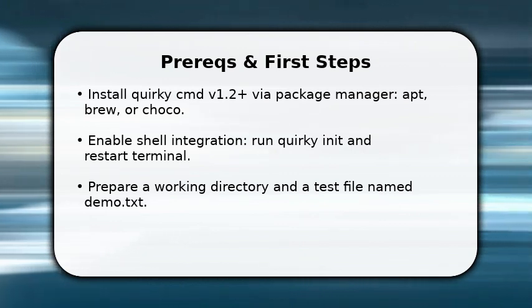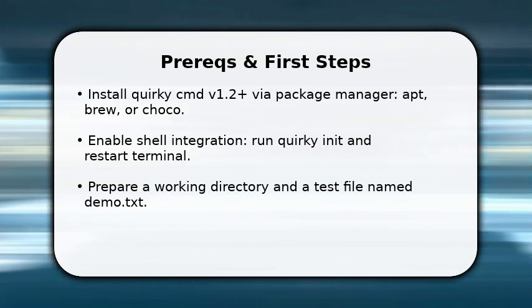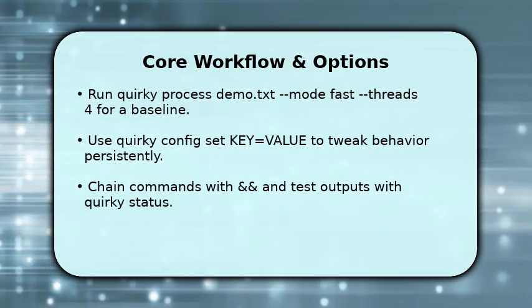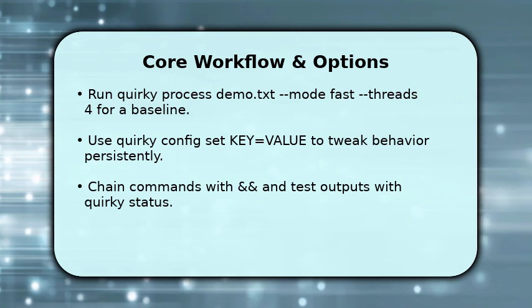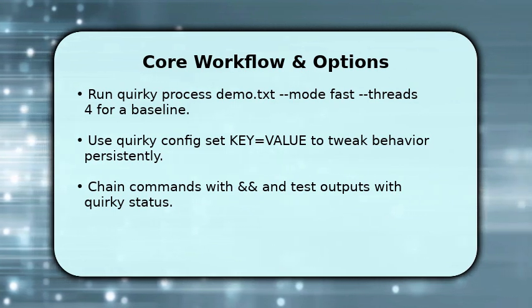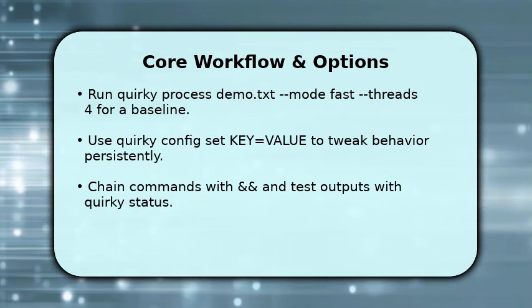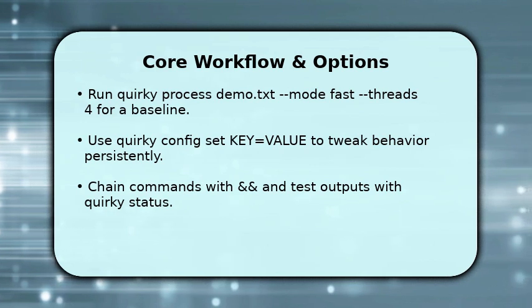These first actions get you into a flow state quickly, so subsequent commands behave predictably, and you avoid permission or path issues later. You now drive the command, run Quirky process demo.txt --mode fast --threads 4 to produce a baseline result and observe timing. Once you have that output, tweak behavior using Quirky config set KEY=value to save preferences.